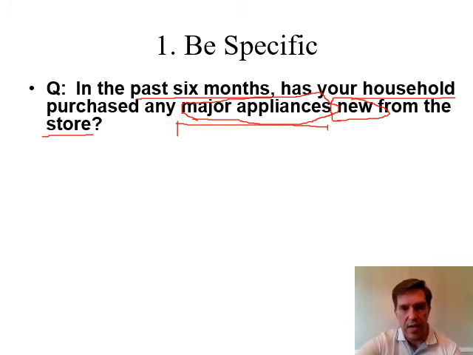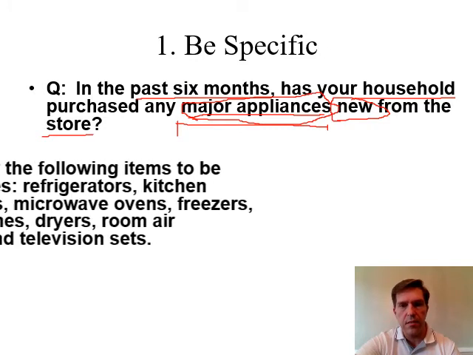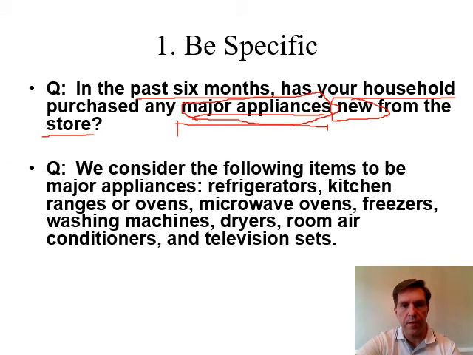Now, the only downside here, I will say, is this word, major appliances. Not everybody might agree on what these are, okay? How do you solve this? Be more specific, right? So you start the question by saying, "We consider the following items to be major appliances: refrigerators, kitchen ranges or ovens, microwave ovens, freezers, washing machines, dryers, room air conditioners, and television sets." So now you know exactly what I mean.